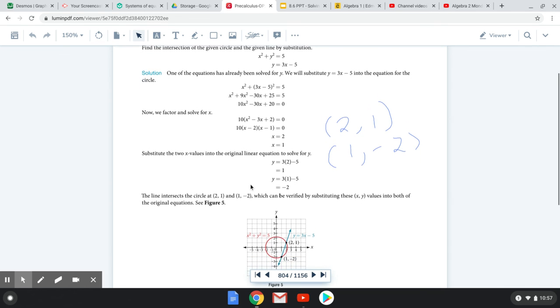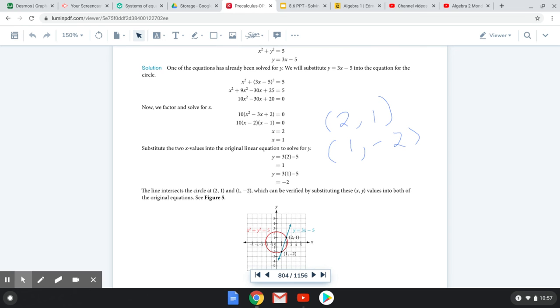All right. In the next example, we're going to be looking at what happens when everything is squared. All of our variables are squared. What do we do then?